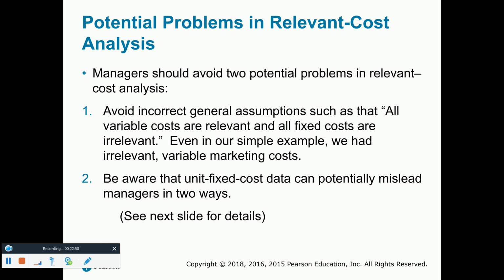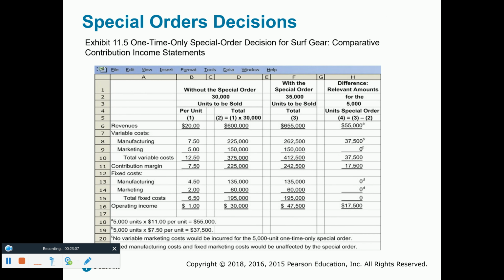Okay, just a couple of points here. This is very important. We can't assume anything, all right? Here's a general assumption that we should avoid. All variable costs are relevant and all fixed costs are irrelevant. Well, let me go back one slide. Marketing was a variable cost. Was it relevant here? The answer is no. Why? Because we were told in this example, if we accept the special order, we don't have to add any more marketing costs. So even though marketing is a variable cost, it's irrelevant.